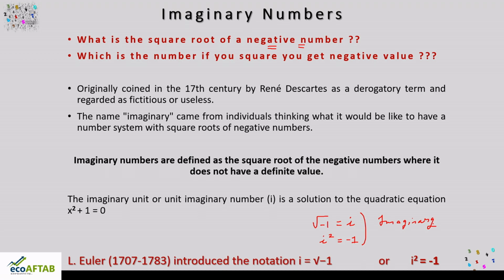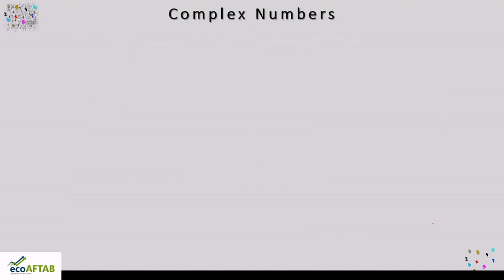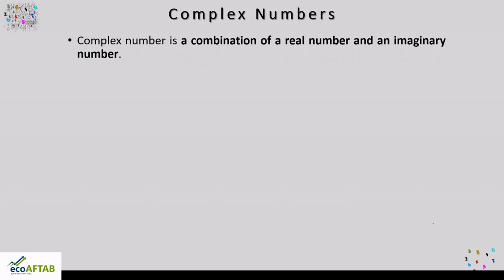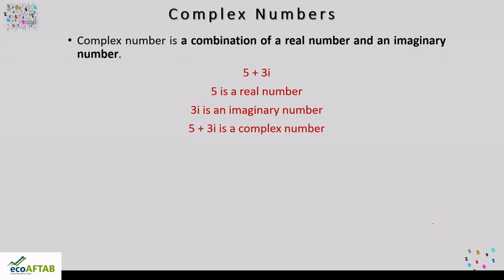What are imaginary numbers? And then one point of addition along with imaginary numbers, and that is complex numbers. So what are complex numbers? A complex number is the combination of a real number and an imaginary number. If I write 5 plus 3i, in this you have studied that 5 is a real number, 3i is an imaginary number, because here we are imagining i, and both together, 5 plus 3i, is a complex number.